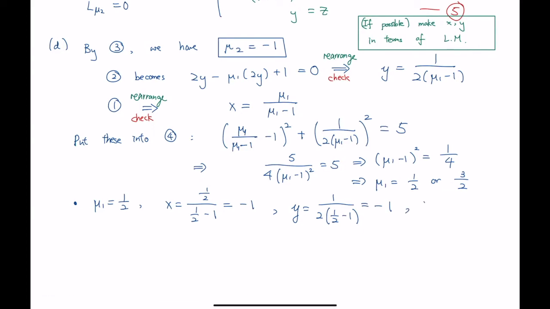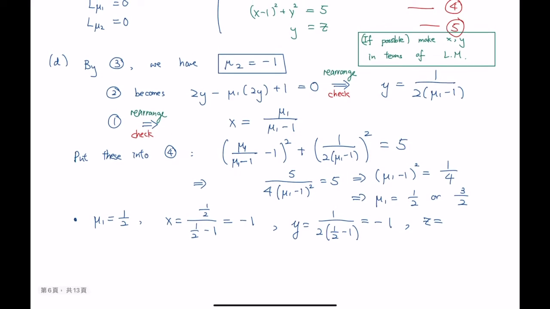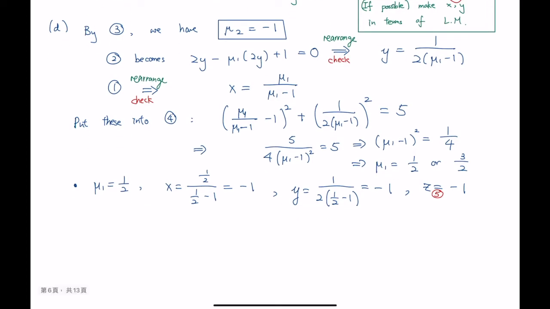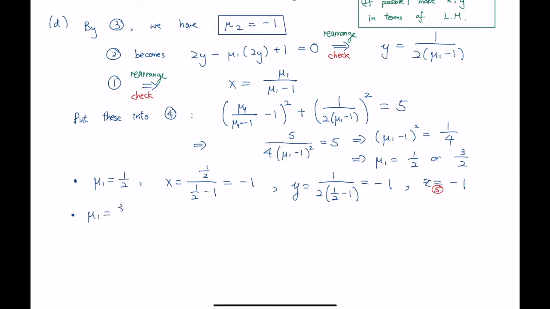And how about z? Well, from the last constraint, this equation, we know that y equals z. So if y is minus 1, z is also minus 1. This is by the fifth equation. So from this, we obtained the first set of solutions. The other set of solutions comes from the second case where mu1 is 3 over 2, and I will let you check. In this case, x equals 3, y equals 1, and z equals y, so also 1. Okay, please check.